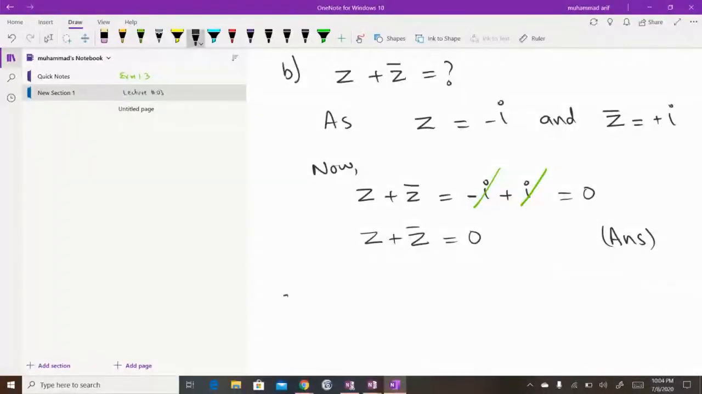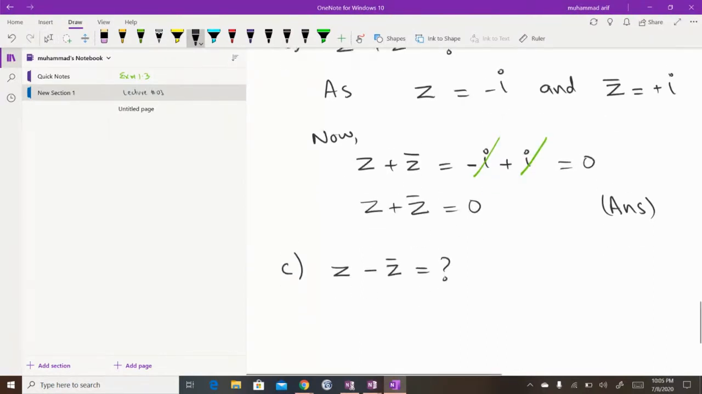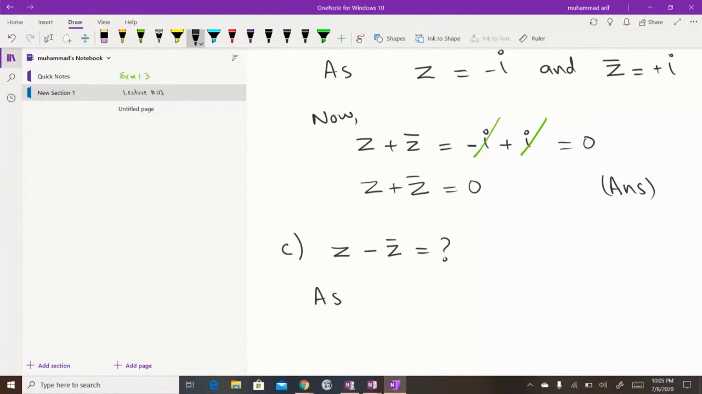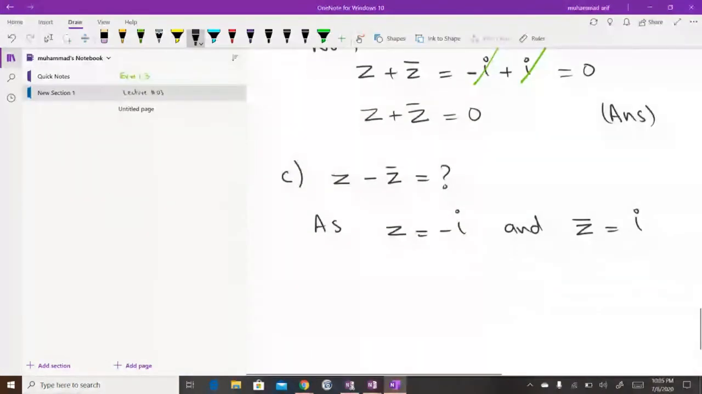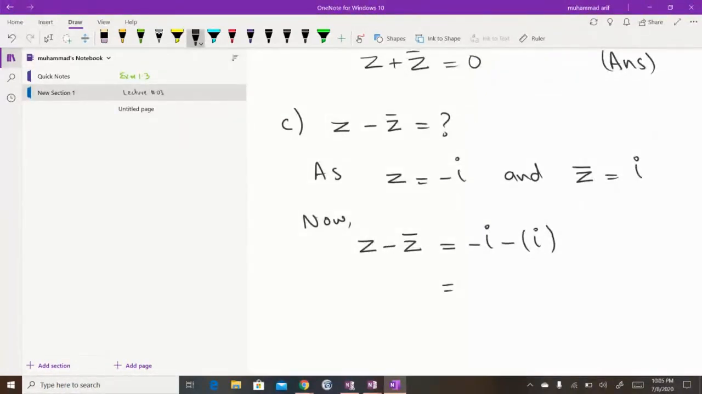Now in C part, we are to calculate Z minus Z conjugate. Again, as Z is equal to negative iota and Z conjugate is equal to positive iota. What is Z? Z is negative iota. What is Z conjugate? Z conjugate is positive iota. Now negative iota minus iota becomes negative 2 iota. Z minus Z conjugate becomes negative 2 iota, which is our required answer.